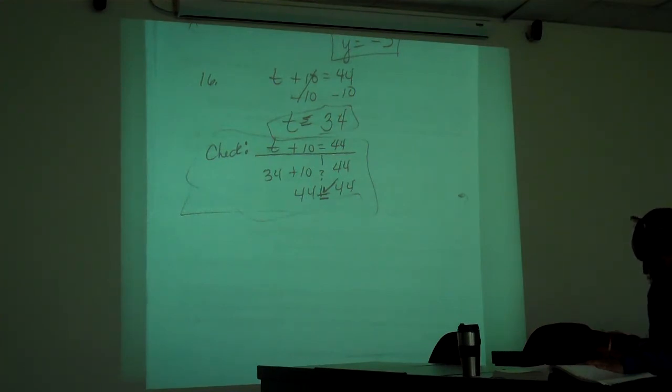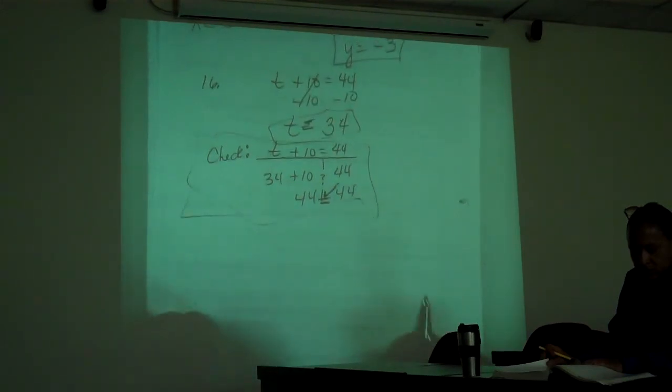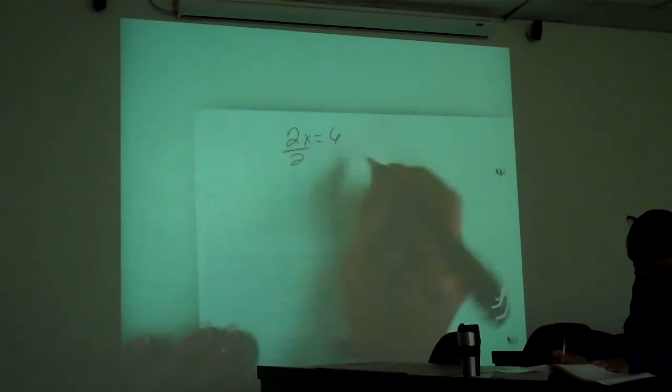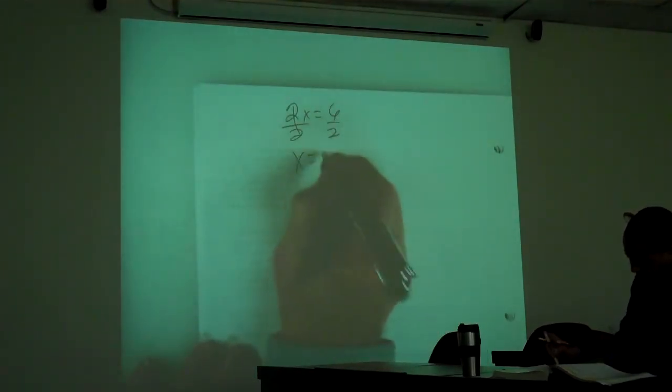Okay, no questions on any of those on 2.1? Okay, we'll go to 2.2. This is multiplication like the 2x equals 6 one, where we had 2x equals 6 and we divided by 2. That's like what we're doing in 2.2.